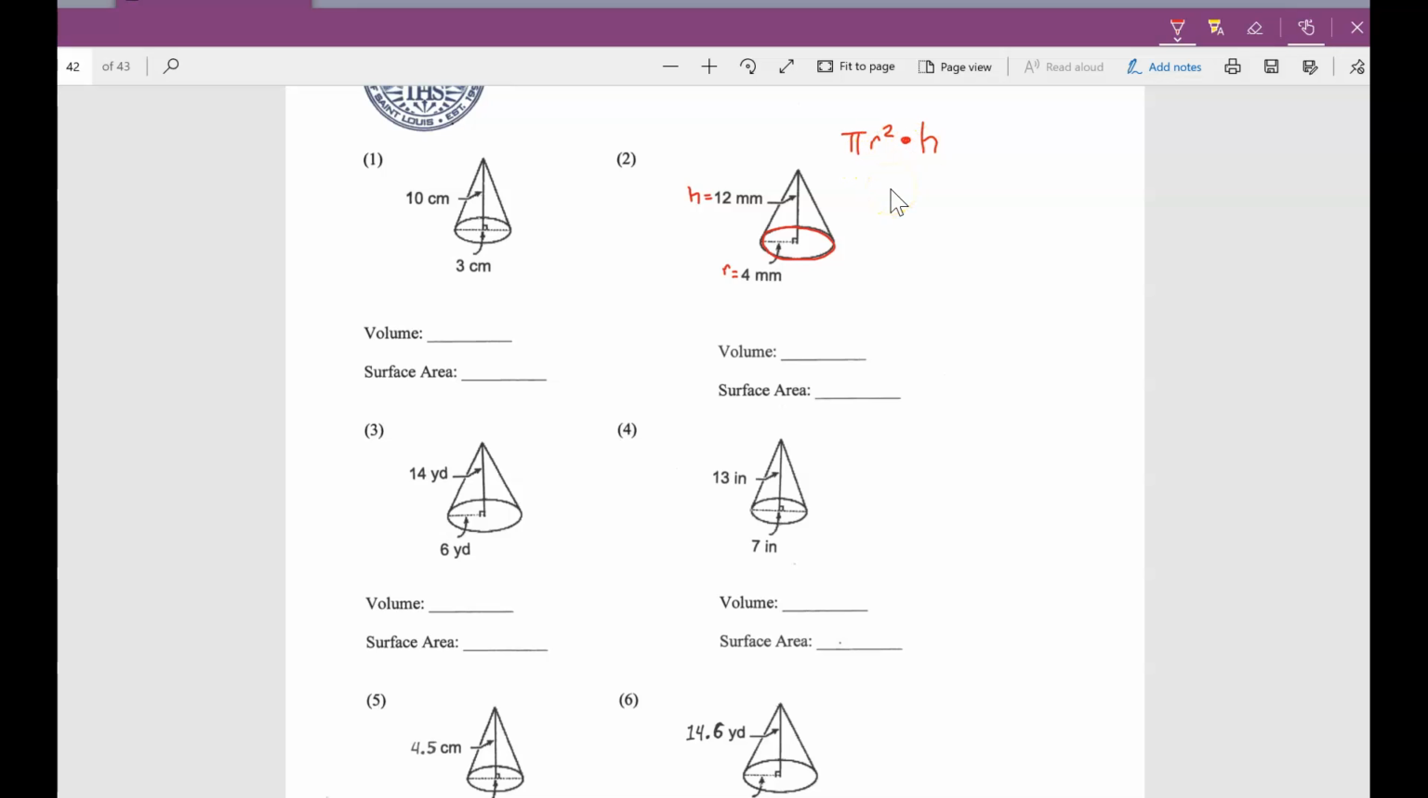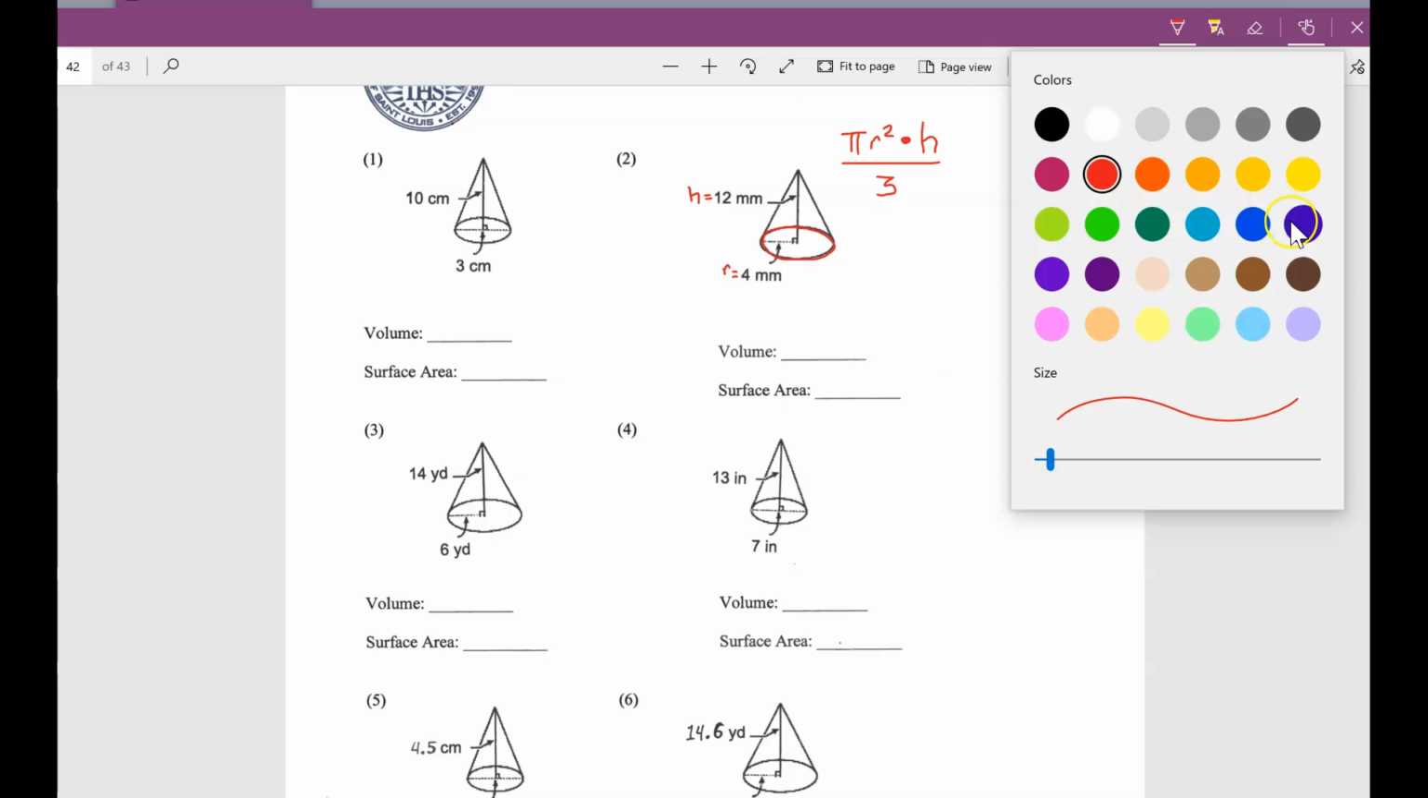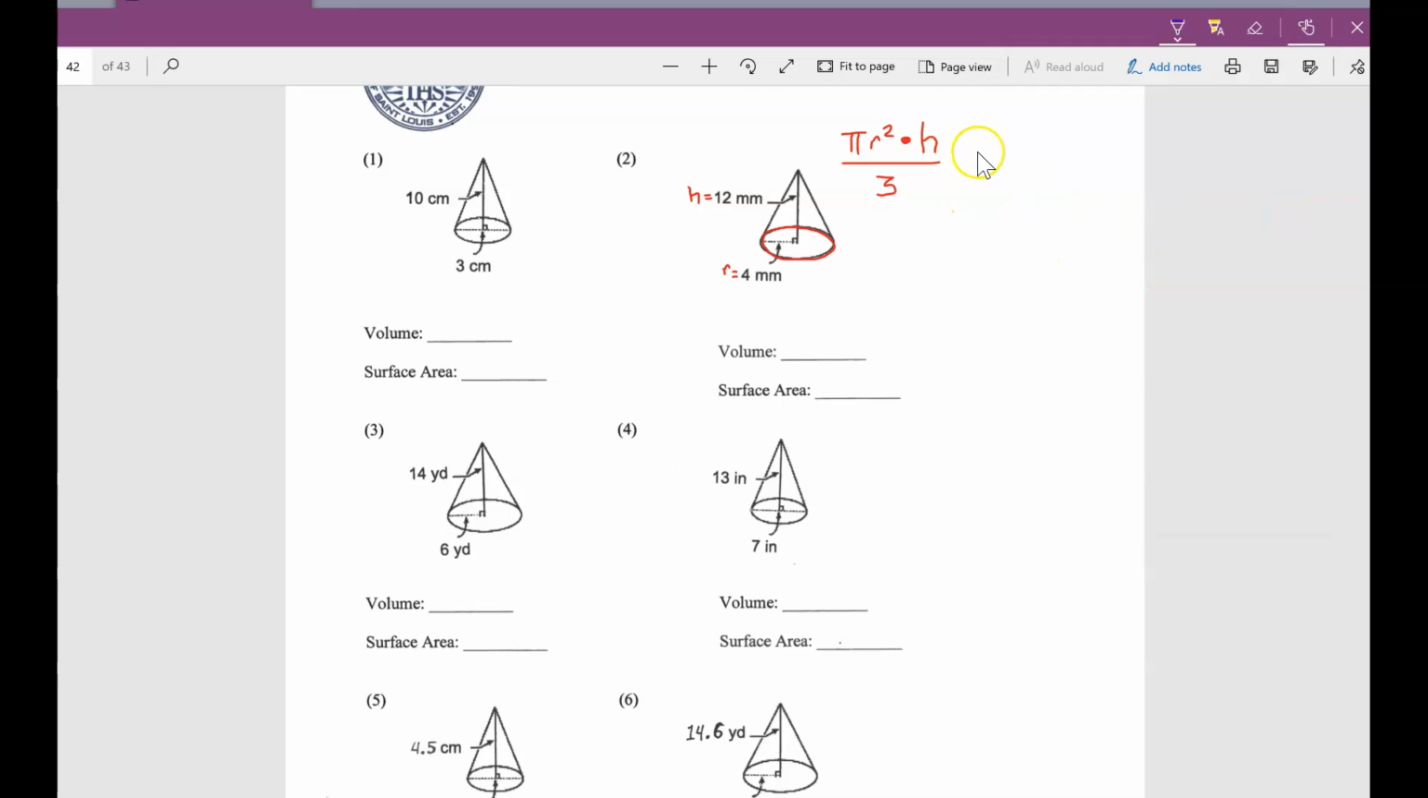But since this is a cone, and a cone is always 1/3 the volume of an identical cylinder, we're going to take the formula we know for a cylinder and divide it by 3. Then we can substitute in the information we know.